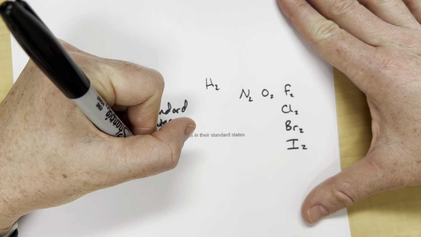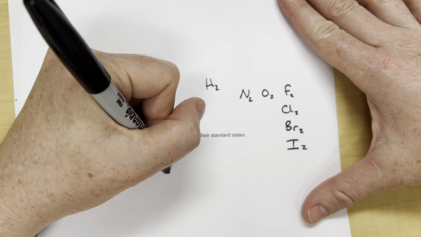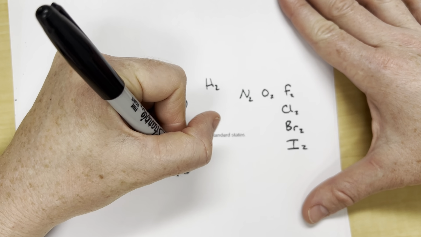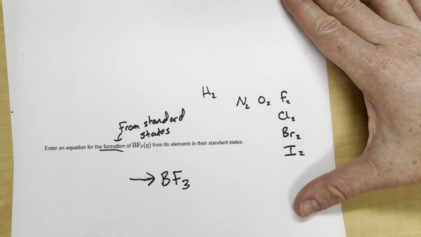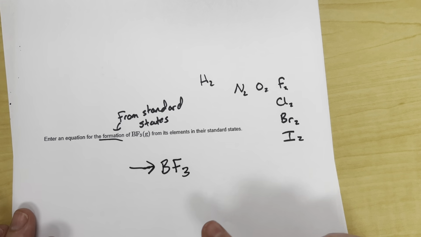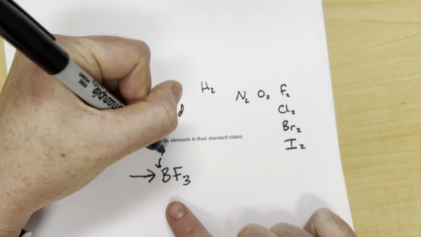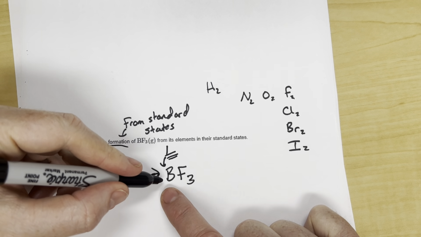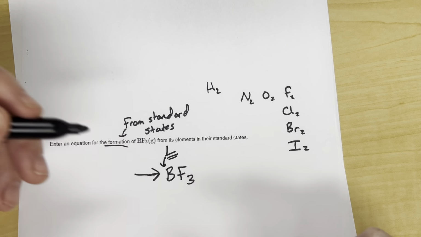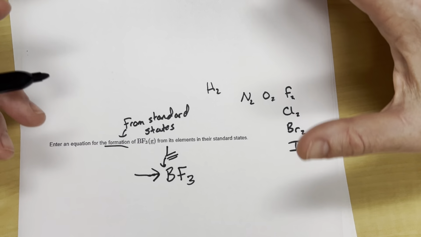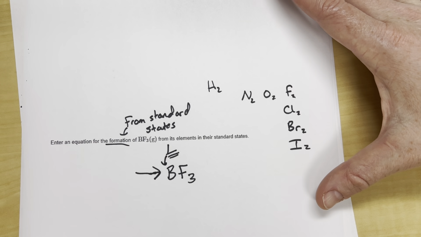All right, when we do our thing, in order to find this, we write what we're forming. We're forming BF3, but we want to make sure that it's coming from the standard states. This has to be 1. It must be 1. So you can't double it or whatever. You're going to have to usually use fractions in order to balance it out to keep that thing being 1.